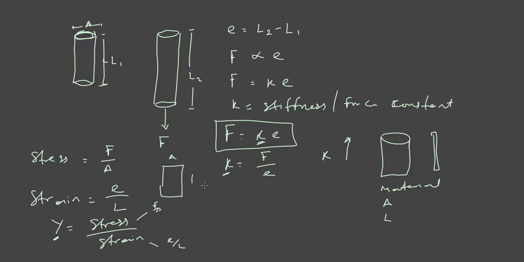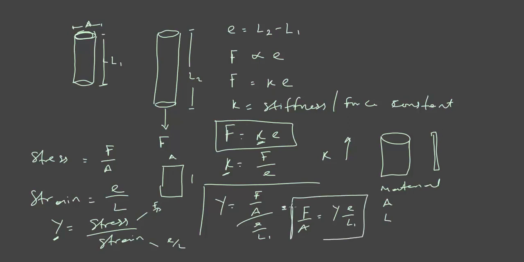So let's write Young's modulus this way. It means Young's modulus is F over A divided by E over L1. So that means we can write the whole thing as F over A equals Young's modulus times extension over original length. This relationship connects the force per area with the extension per initial length. So the question now is, what's the relationship between stiffness and Young's modulus? Let's take a look at that in the next slide.